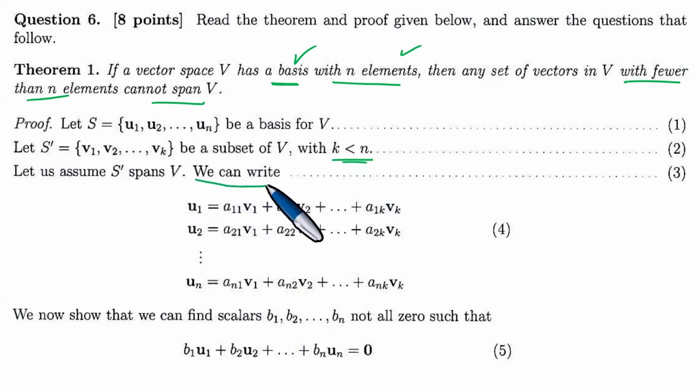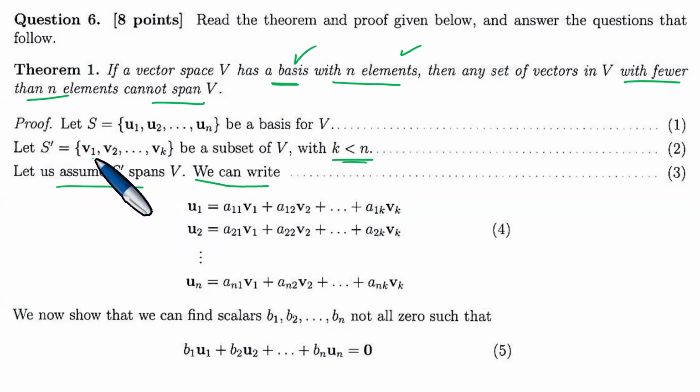Okay, we can write. Because it spans V, what does it mean to say it spans V? It means that every vector of V, it generates V. It produces all the vectors in V. Because it spans V, it means every vector in V can be written as a linear combination of the elements in S primed.